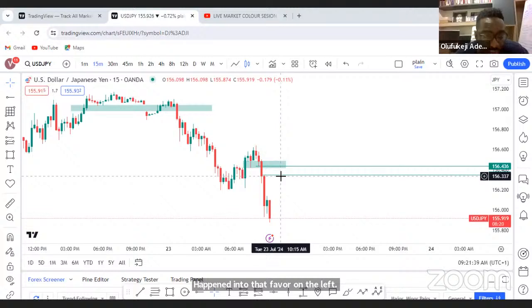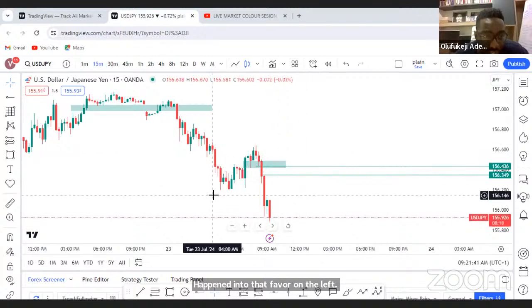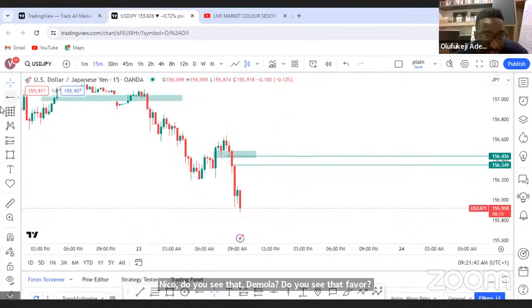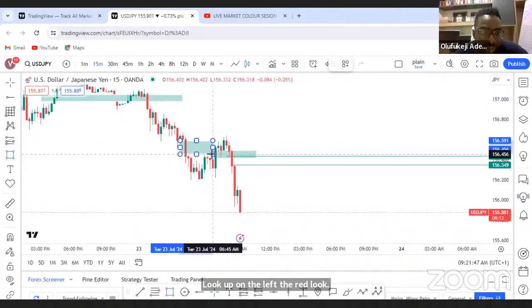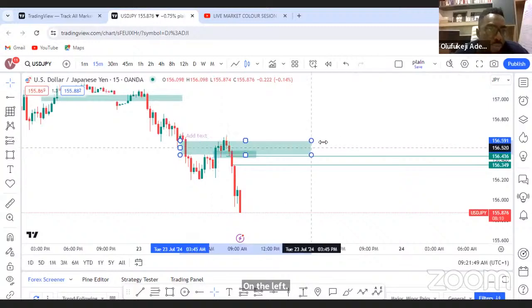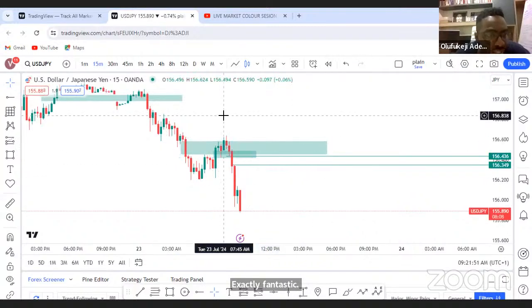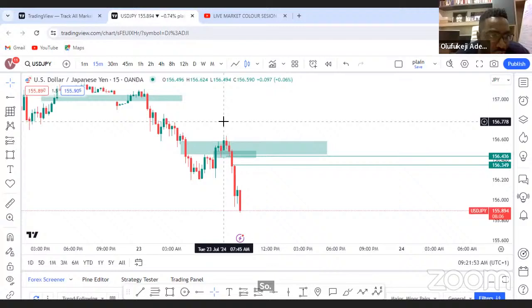Look, do you see that fair value gap on the left, Demola? The red fair value gap on the left. Exactly. Fantastic. So is there a shoulder? Is there a sweep? Is there a break of structure?